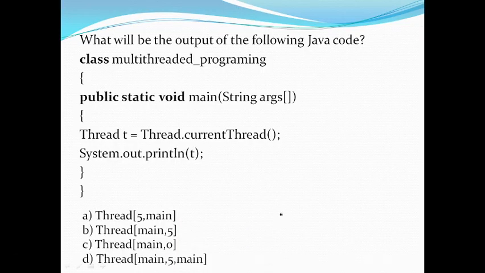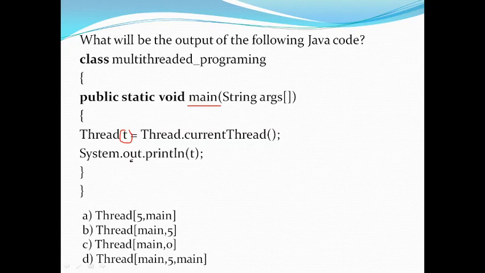So see, what is the next program? Here I have a multi-thread program. What is the output of this program? For the Thread class I am creating an object t, and to the t object I am assigning Thread.currentThread. The current thread we are running is main, so the details about that particular main thread are going to be stored in t.